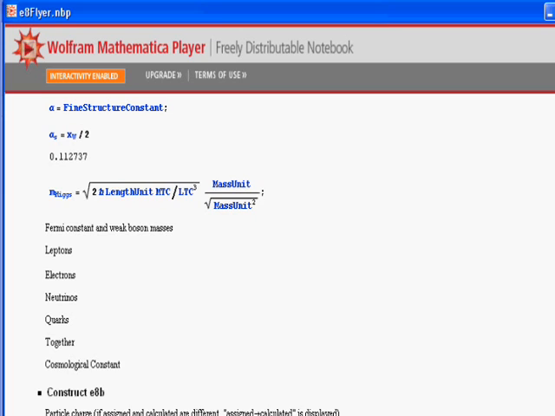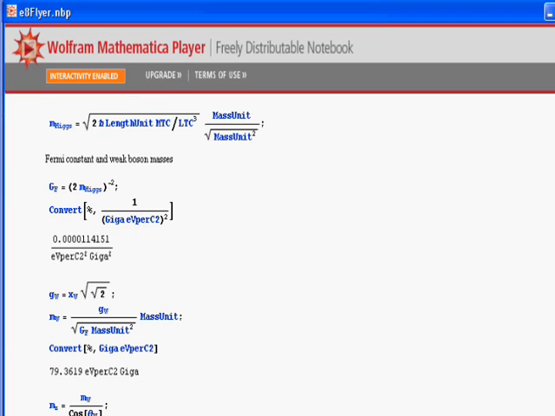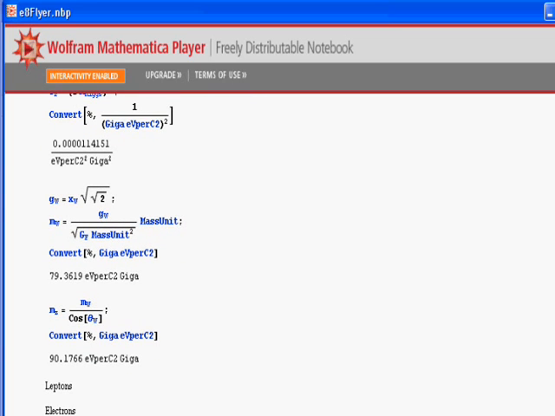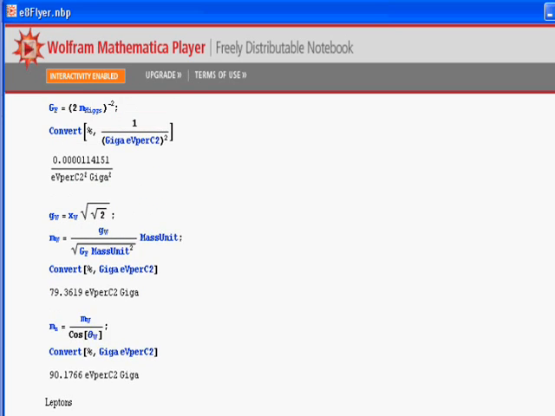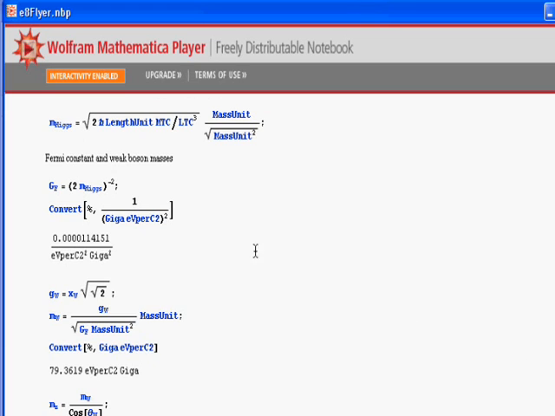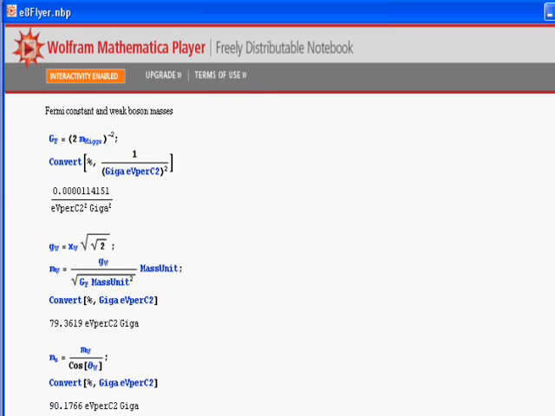So calculating now the Fermi constant and the mass of the weak boson, 79.36, somewhat off, but very close. And the mass of the Z, 90.17. This error is primarily due to the delta from the Fermi constant, which I believe has some perturbative corrections.